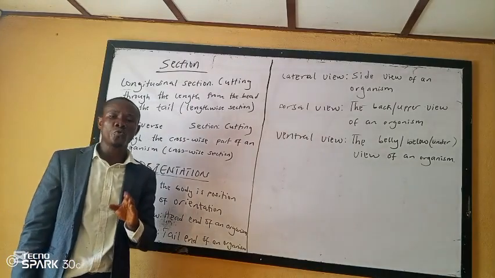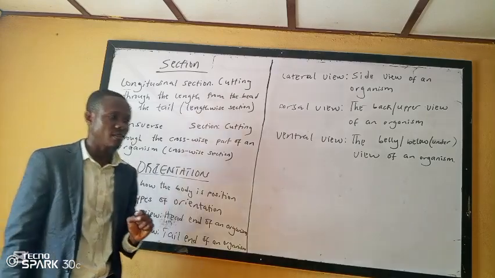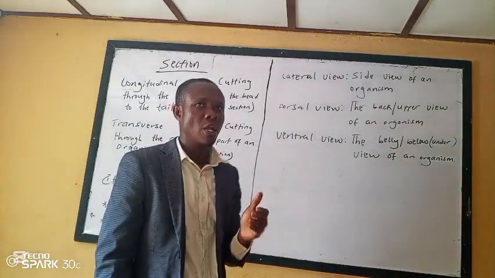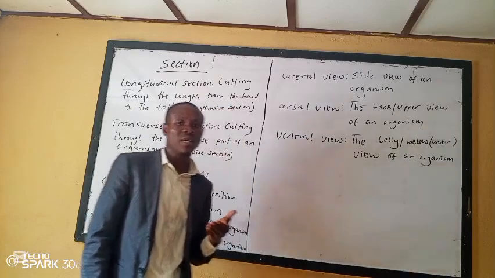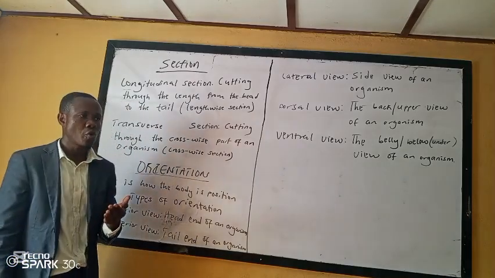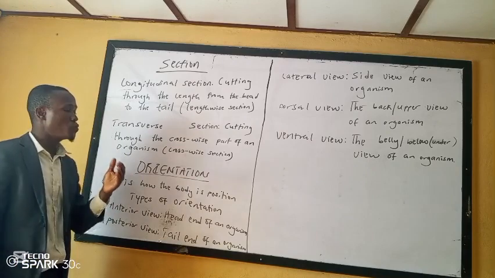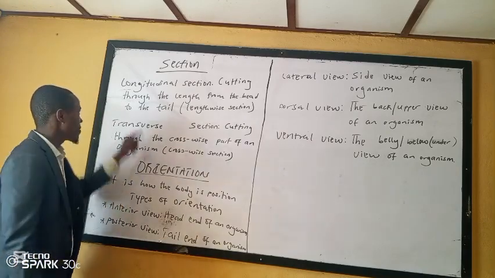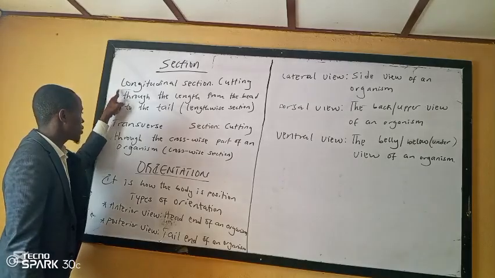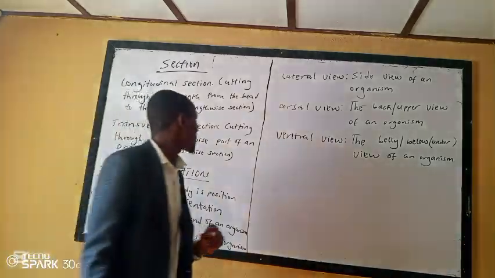So for us to study the internal structure of an organism, we have to make a cut through the organism so that we will be able to study this internal structure. Based on how we make this cut, we have two types of section. We have longitudinal section and we have transverse section.